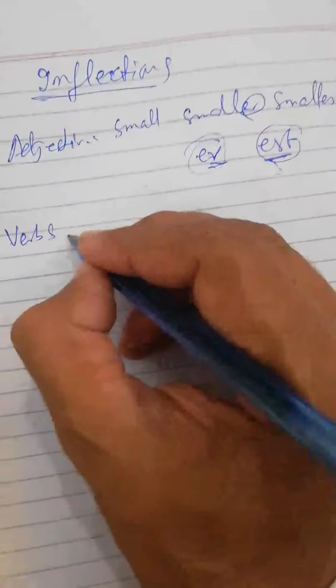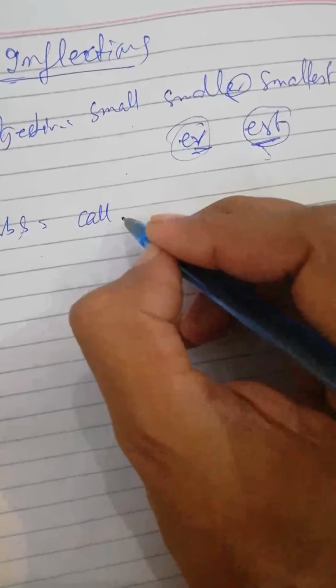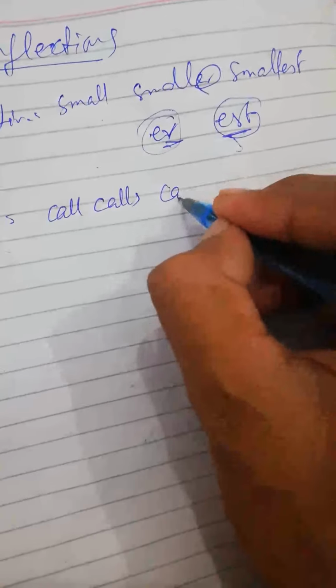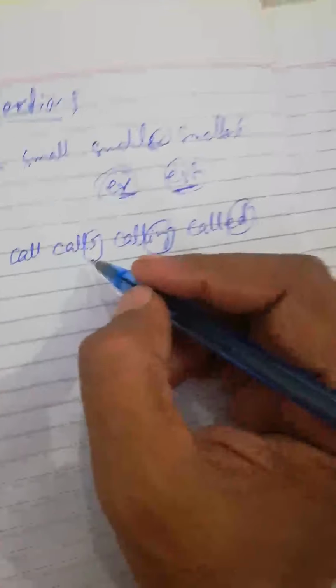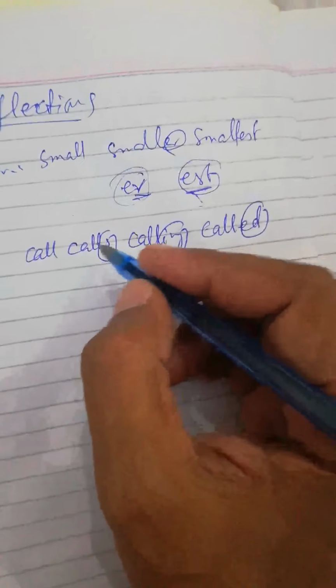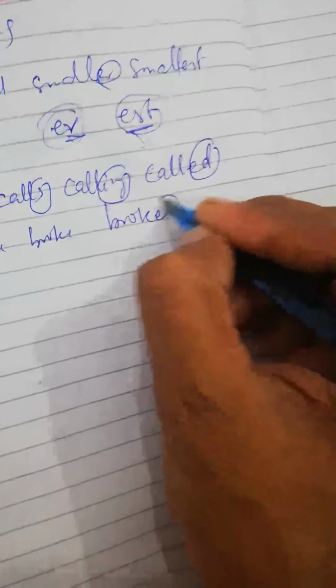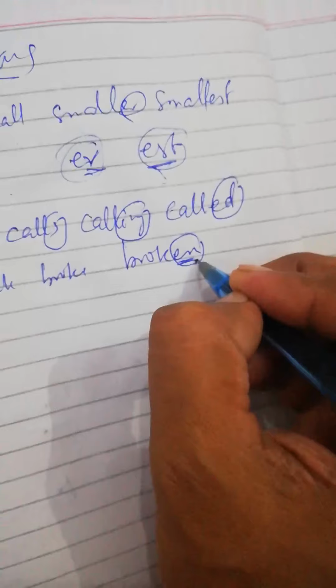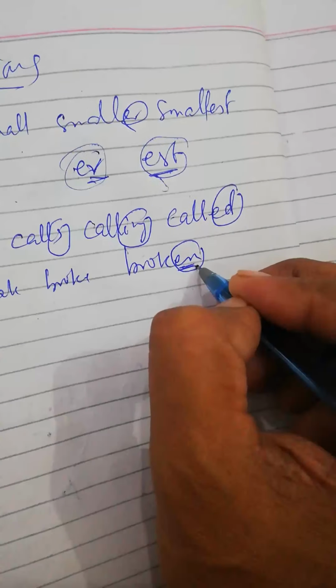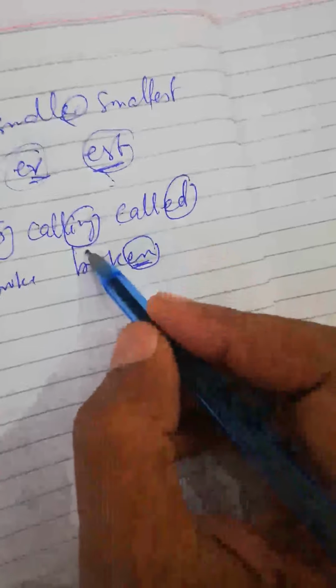Four inflections are used with verbs. See, call, calls, calling, called. So ed, ing, and s, they are three verb inflections. We also have, let's say, break, broke and broken. En is an inflection which is used with verbs. So the four inflections are used with verbs.